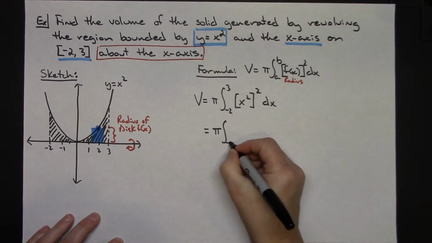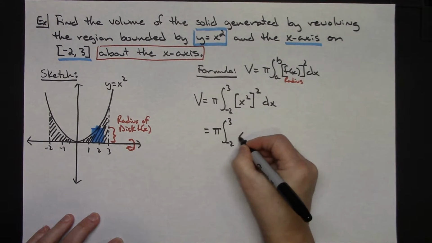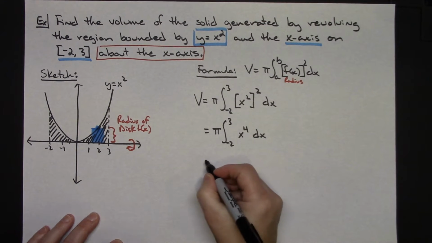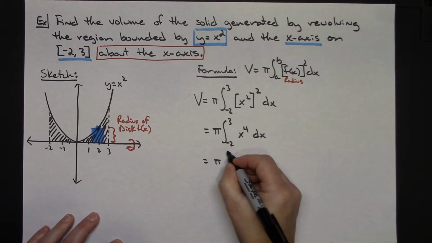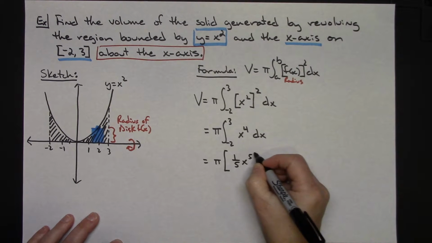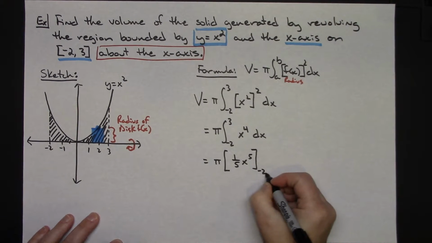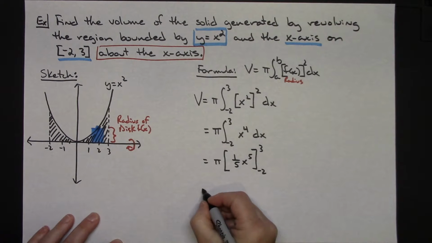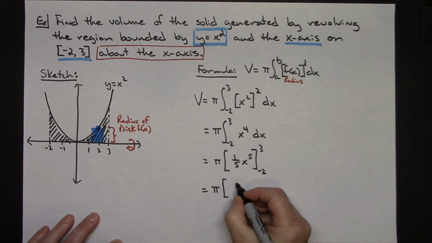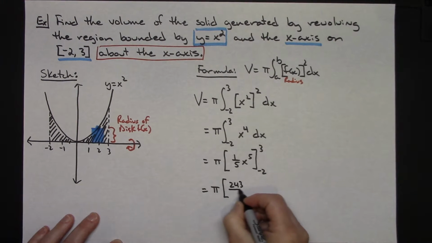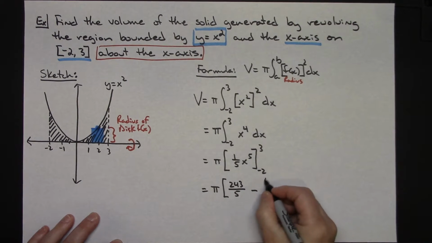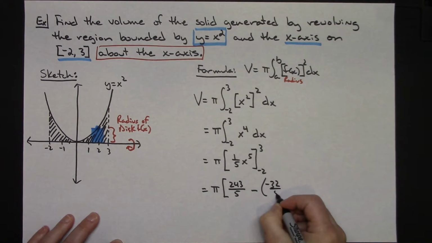Pi times the integral from -2 to 3. Let's turn that into an x to the 4th dx. Now if I integrate this, I'm going to have pi on the outside times a 1/5 x to the 5th, and I'll be integrating that from -2 to 3. Plugging in the 3, we'll have 243 over 5, and then minus, plugging in a negative, that's going to give me a negative value, negative 32 over 5.